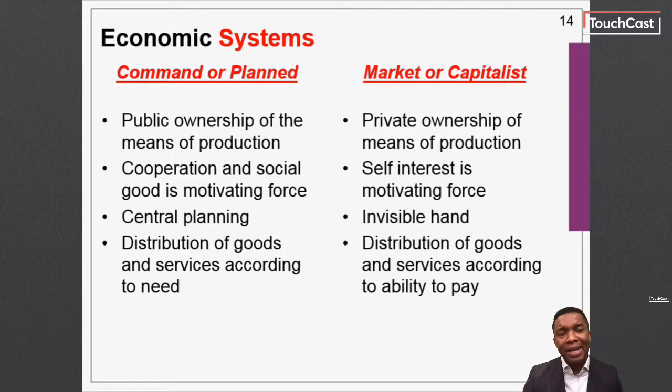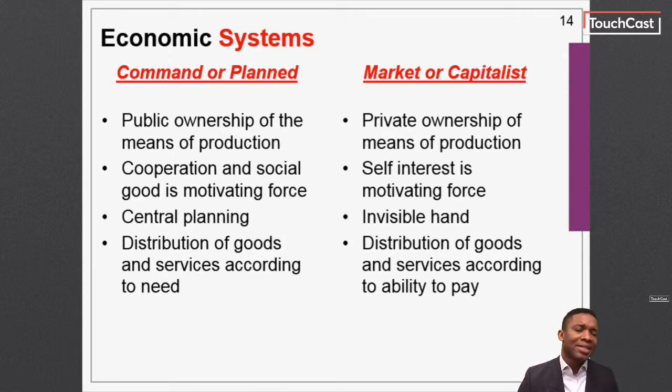On the other hand, market economies are economies where private individuals own a majority of the economic factors of production. Market economies have two main important groups: the consumers that buy the products and those that sell the products. And the features of market economies include private ownership of the means of production.